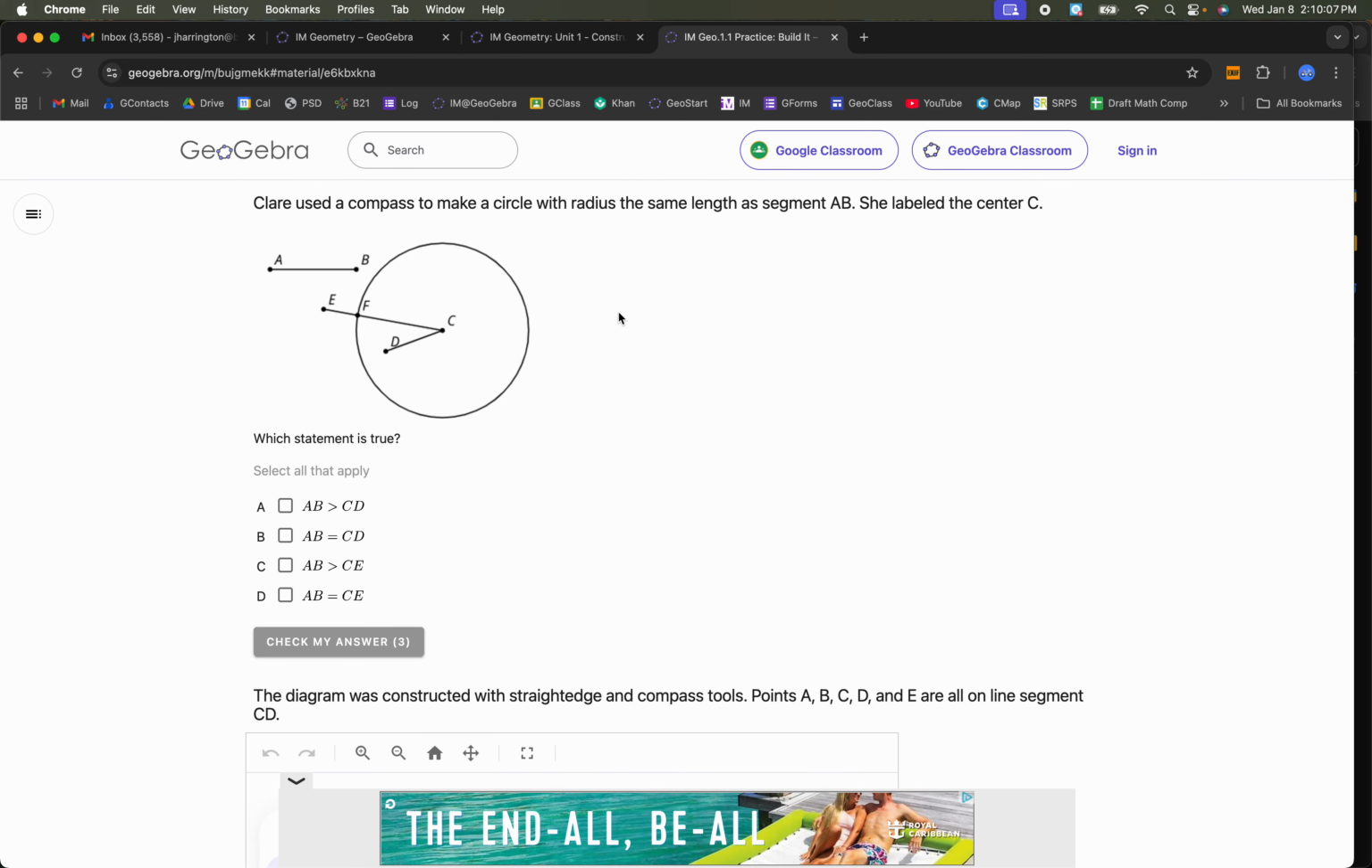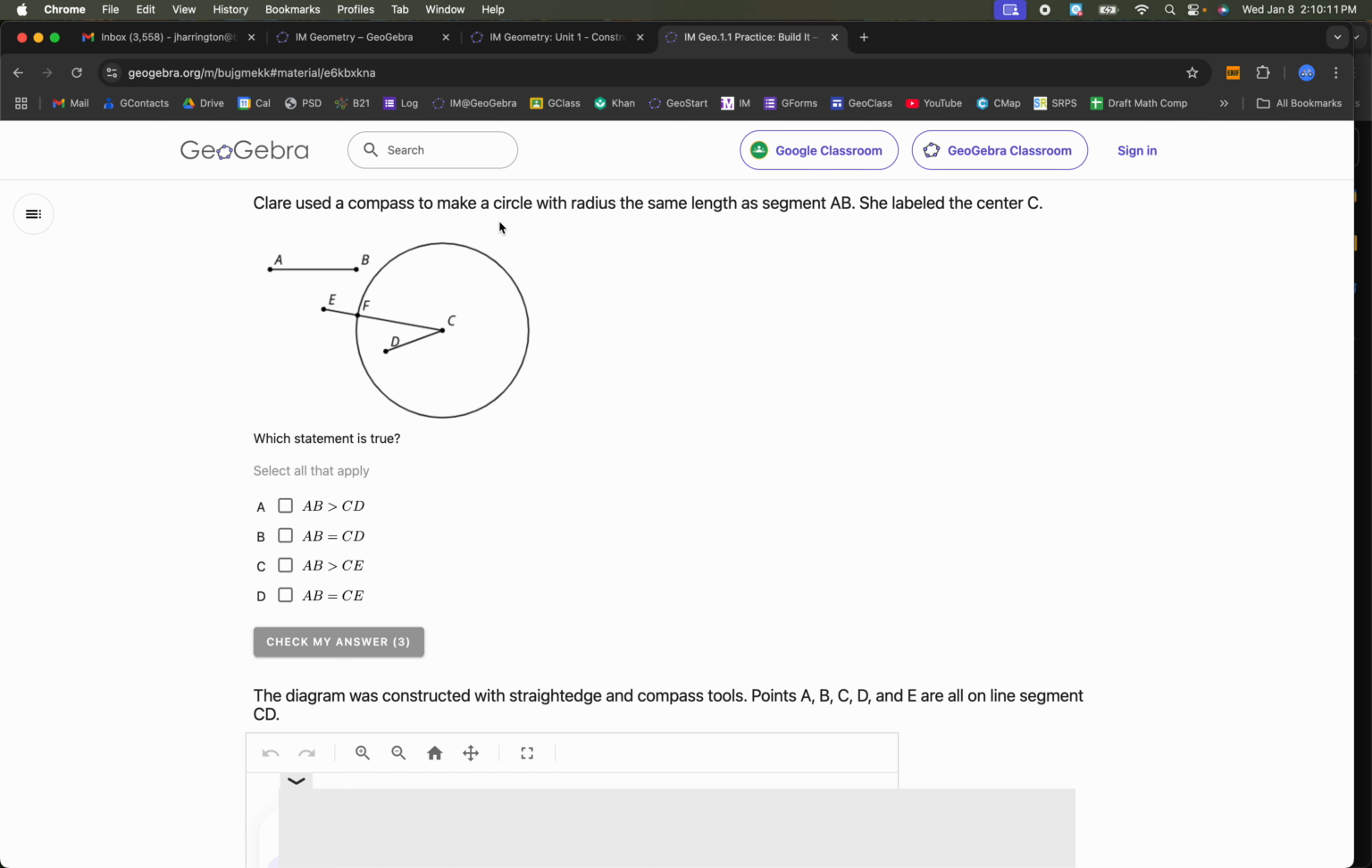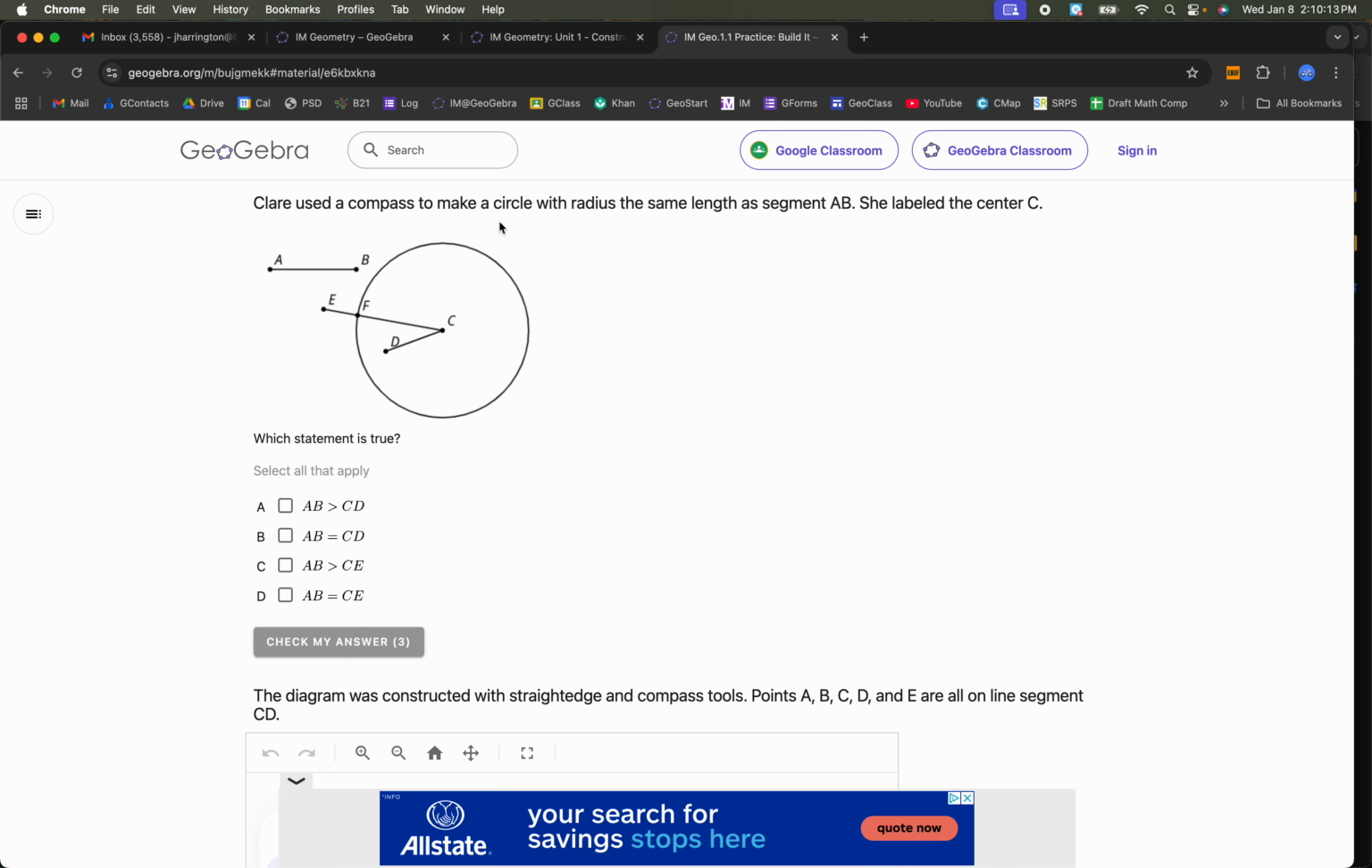Claire used a compass. That's that tool that we use to make circles. And she used a compass to make a circle using the radius, the same length as segment AB. So there's AB right there. That's the length of the radius for this circle. And the center is C. So there you go. Okay. She labeled center C. Okay, great.